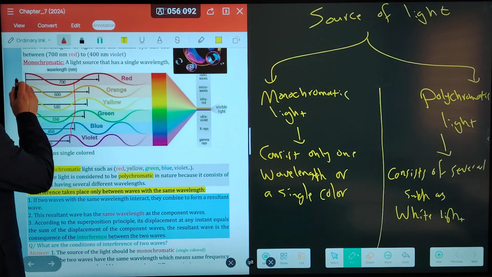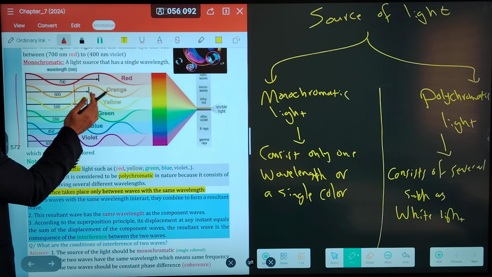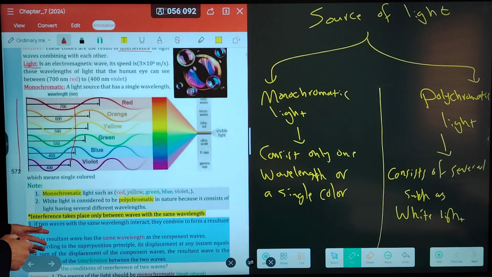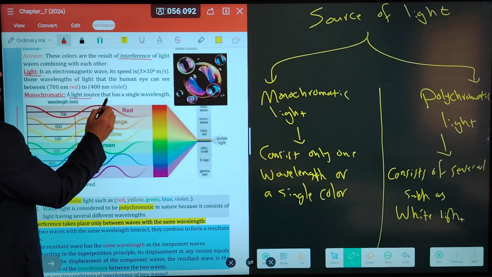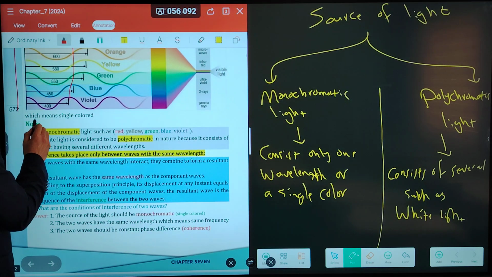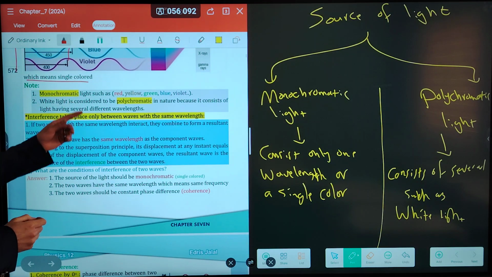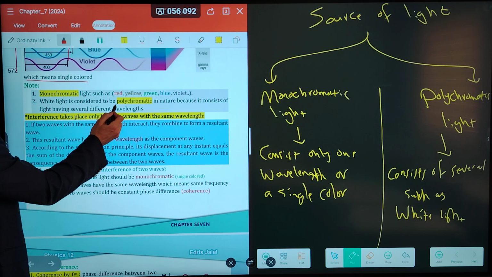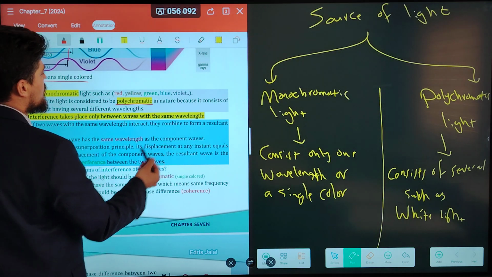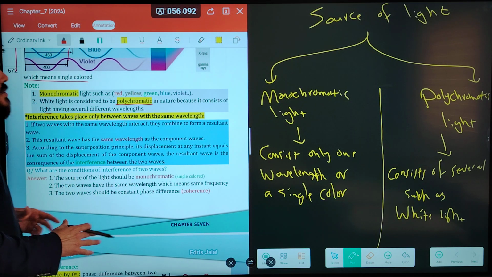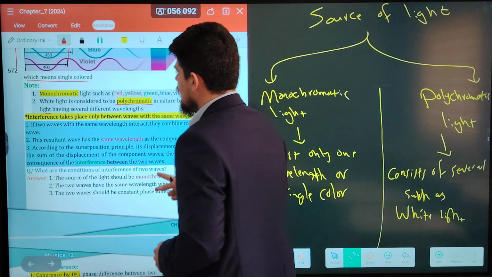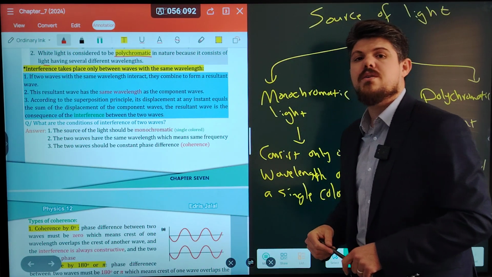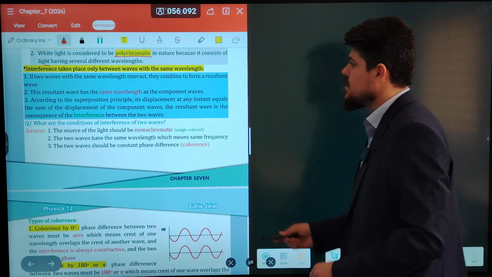The visible light range starts from red at 700 nanometers until violet at 400 nanometers. Monochromatic means a light source that has a single wavelength, which means a single color, such as red, yellow, green, blue, and violet. White light is considered polychromatic in nature because it consists of light having several different wavelengths. Interference takes place only between waves with the same wavelength. So this is very important.